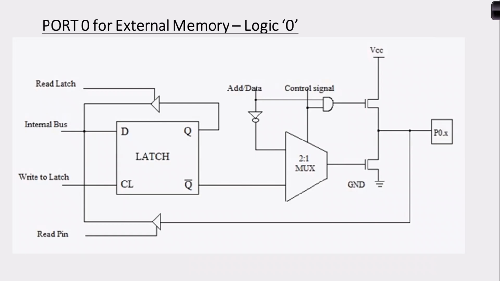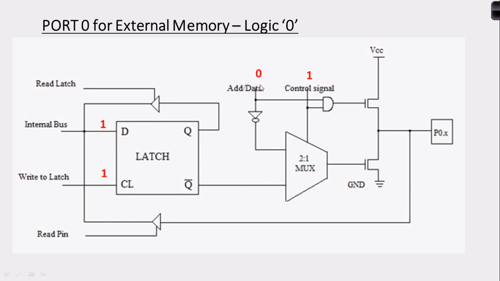Now let us look at what actually happens inside port 0. As we had said, how can I send logic 0? If you want to send logic 0, the internal bus will be 0, and since I'm dealing with external memory, I'll be making use of this control signal. I have to make this control signal logic 1, and the data we are going to send is the address bar data.